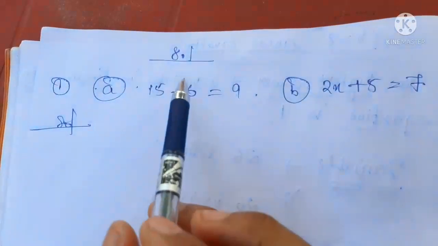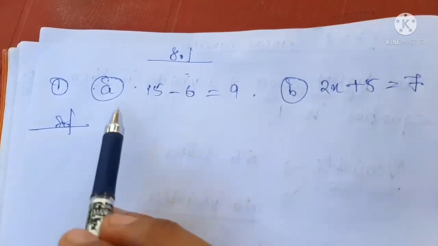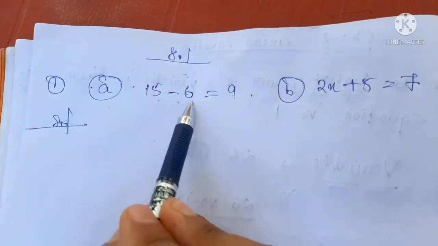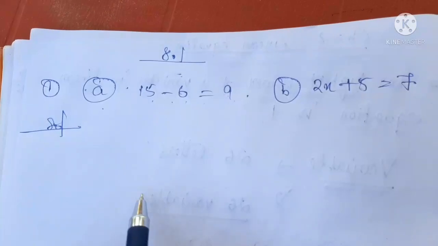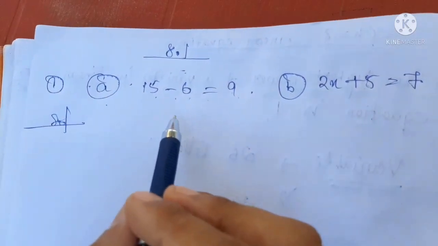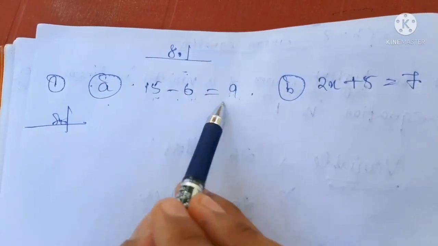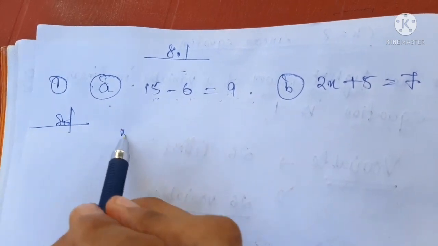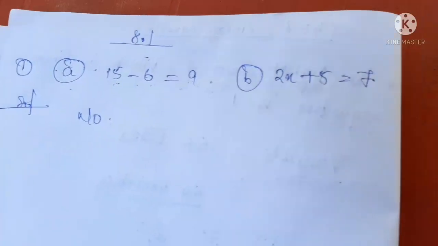So in exercise 8.1 we got a question: 15 minus 6 equal to 9. Do you see any variable here? No, there is no variable here, right? The answer will be no.